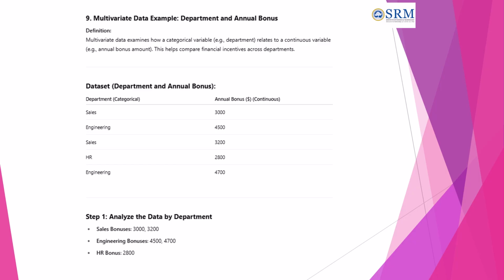Multivariate data. Multivariate data looks at the relationship between different types of variables. For example, when studying departments and annual bonuses, we compare the bonus amount across departments like sales, engineering, and HR. In this data set, sales bonuses are $3,000 and $3,200. Engineering bonuses are $4,500 and $4,700. HR has a bonus of $2,800. This helps us see how bonuses differ by department.